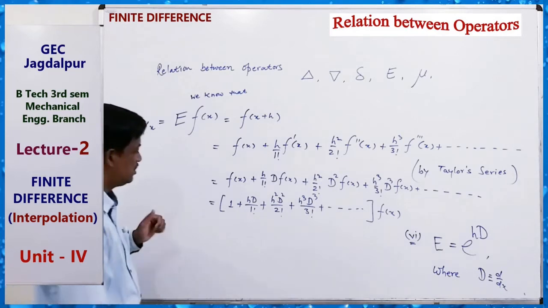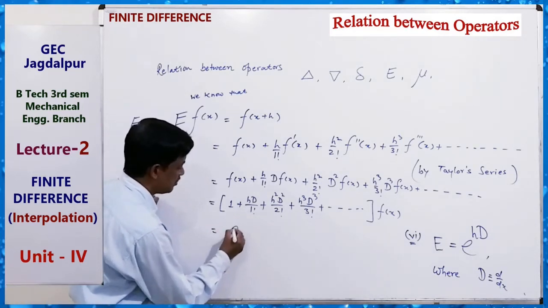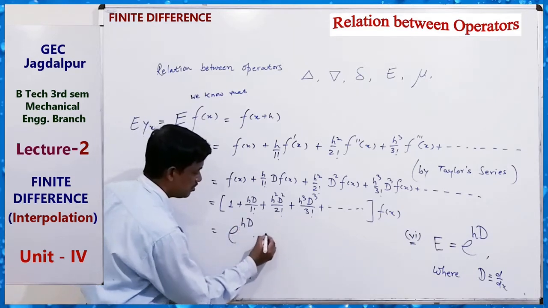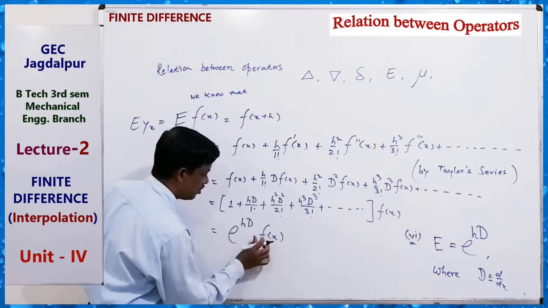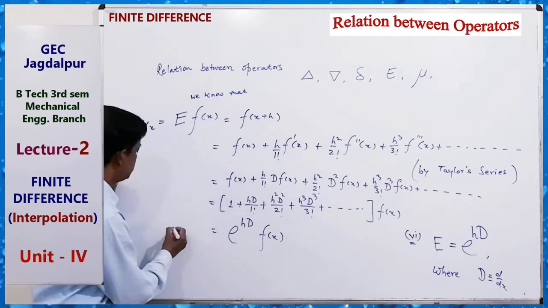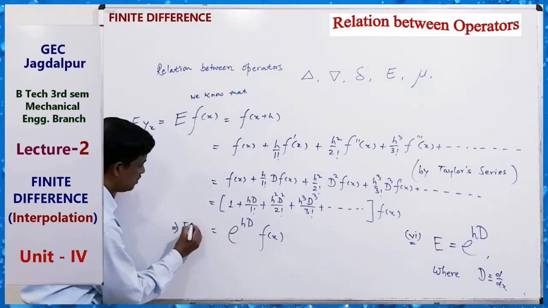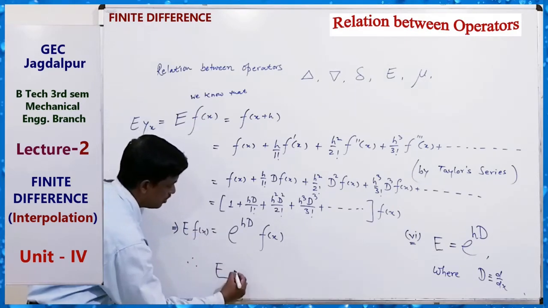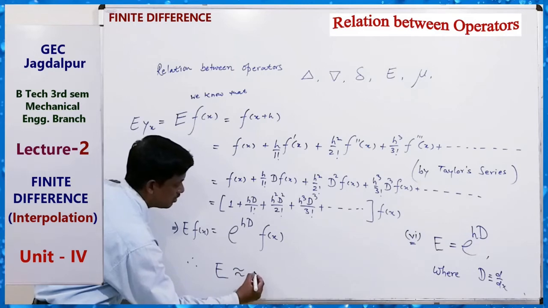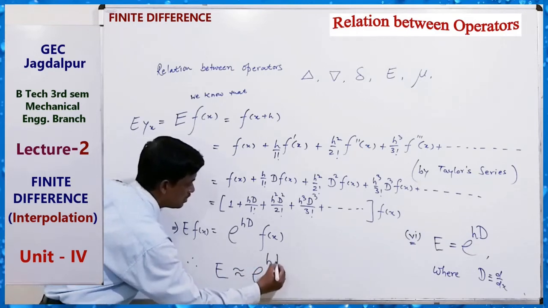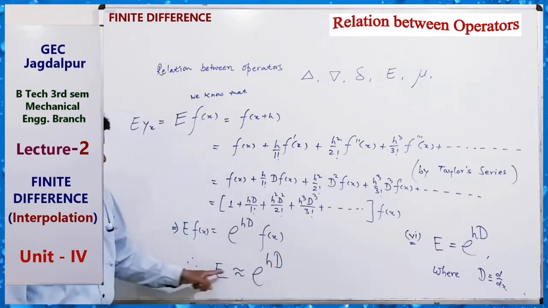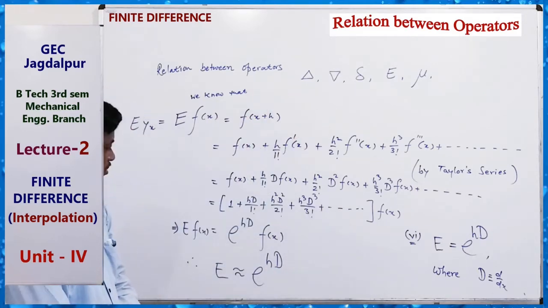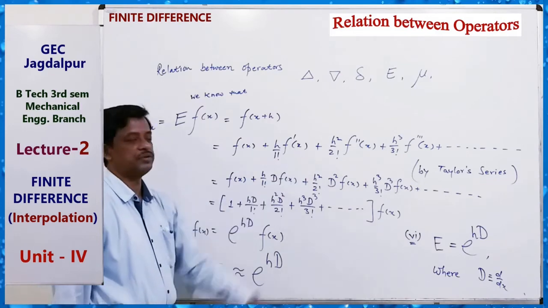Clear? And this is equal to, we know, the exponential series e to the power hD in f(x), not into operating. Implies E f(x). Therefore, E is equivalent to what? E to the power hD. E equals e to the power hD, where D is the differential operator.